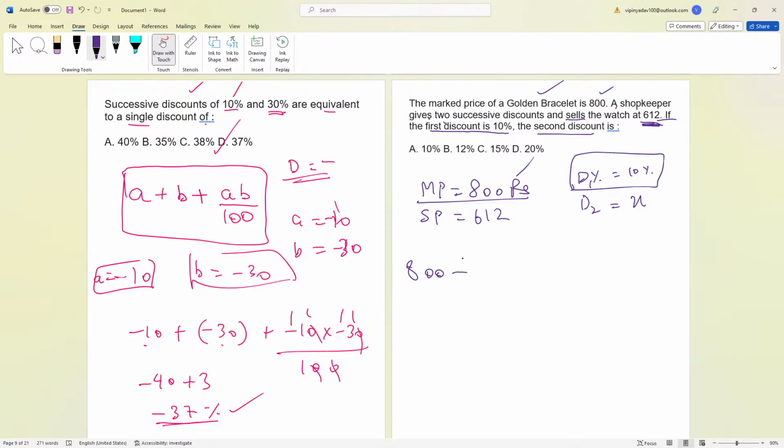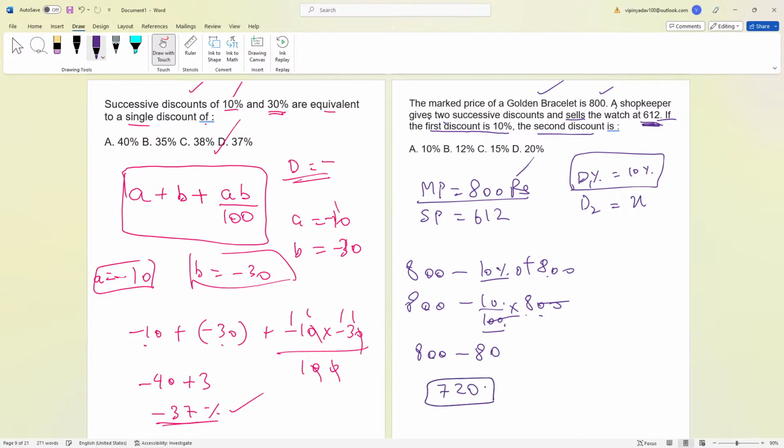Now let us see over here, we have 10% of the total. That will be 800 minus 10 by 100 times 800. Because 10% is a fraction, if I convert it, it will be 10 by 100 and multiplied with 800. If you calculate, that will be 80. 800 minus 80 will be 720.